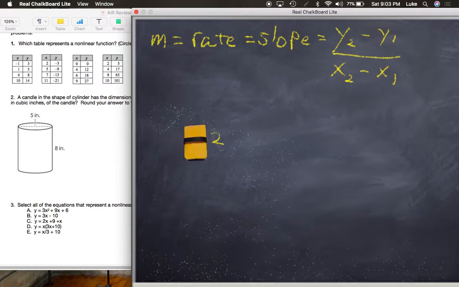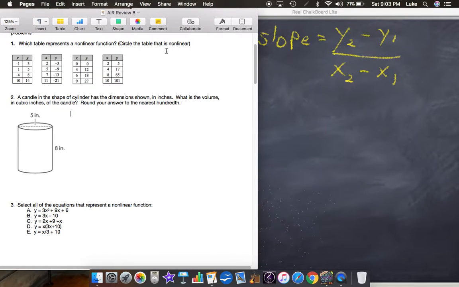Now here's a little test-taking tip, by the way. Notice that in the directions it says circle the table that is nonlinear. That's suggesting that there's only one table in here that is nonlinear. So we're going to see if it's the third table or the fourth table right now. But if we find out that it's the third table, we probably don't have to do the math for the fourth one. However, as a test-taking tip, always check. Make sure you do every step. Even though it says circle the table, suggesting there's only one, just make sure and double check on both of them.